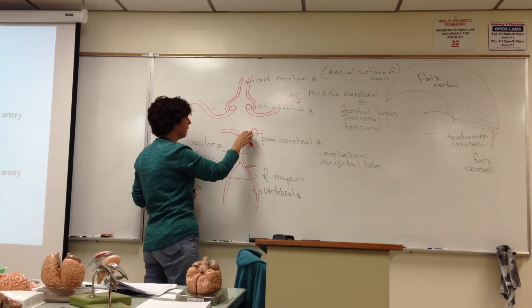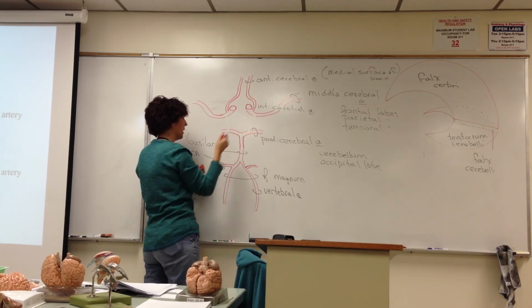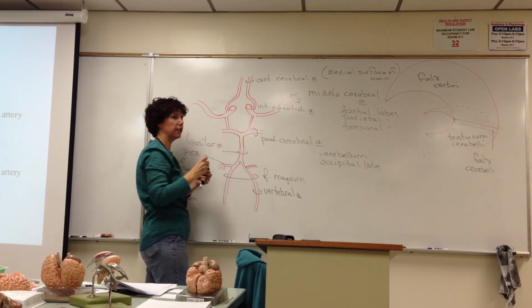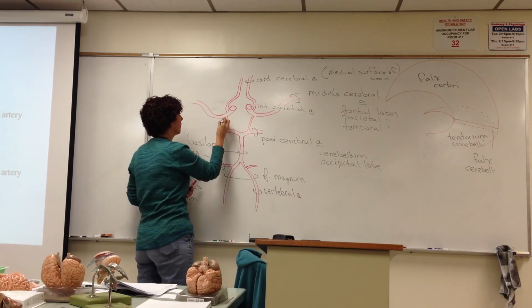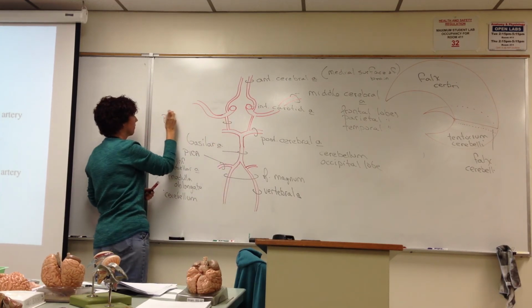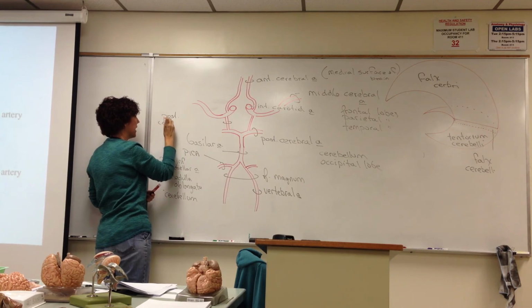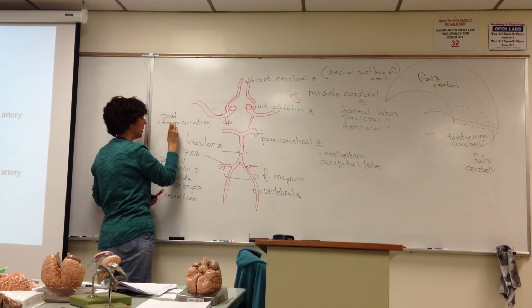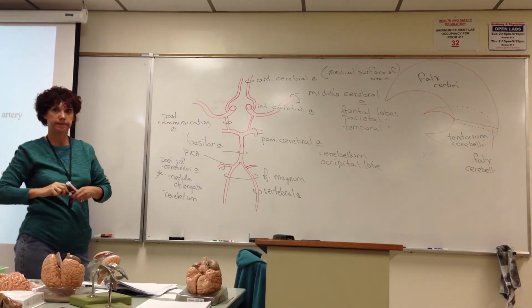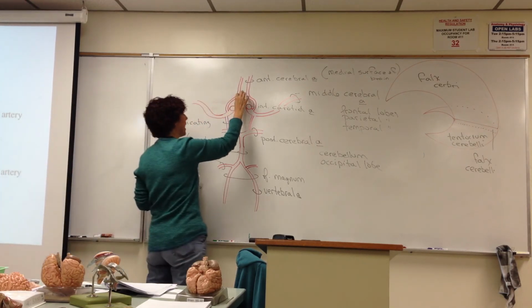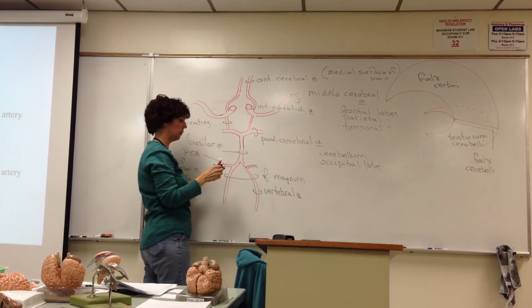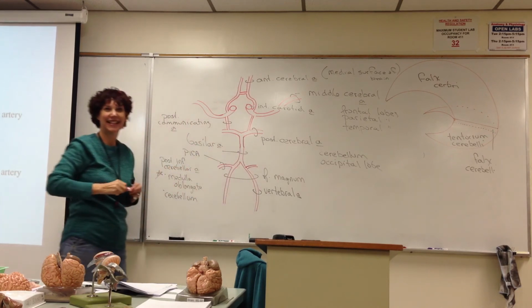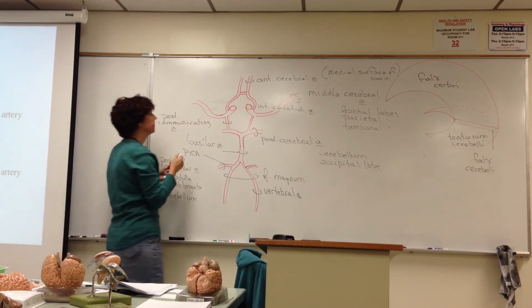Connecting the posterior cerebral and internal carotid arteries, we have posterior communicating. So there are a pair of these, and that connects the vertebral system to the carotid system. And then connecting the two anterior cerebral, we have a single anterior communicating that bridges that and connects it left to right.